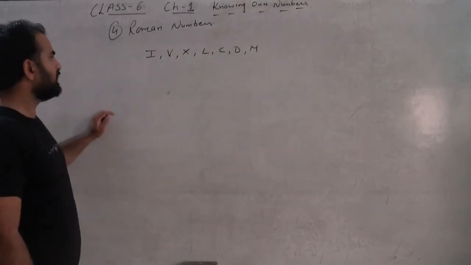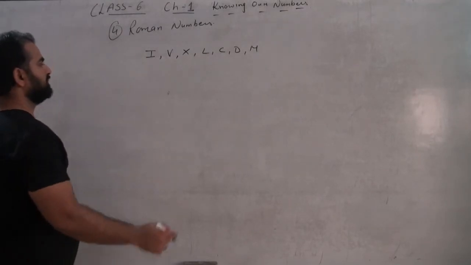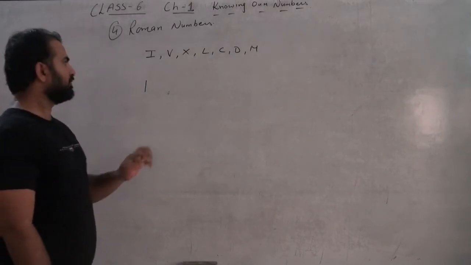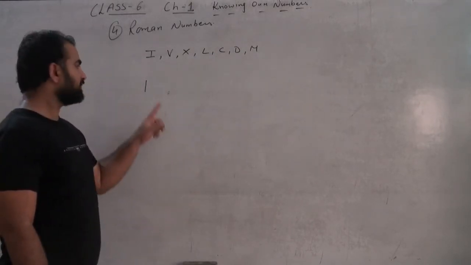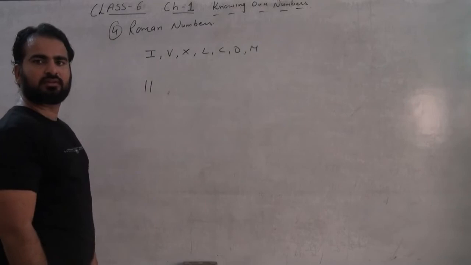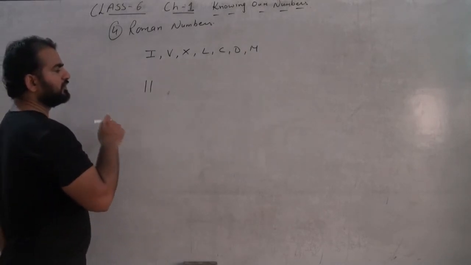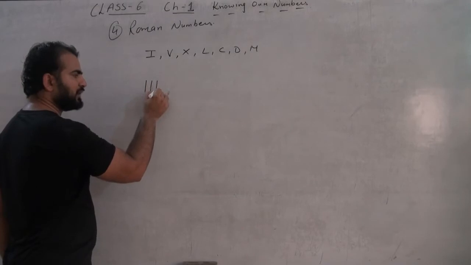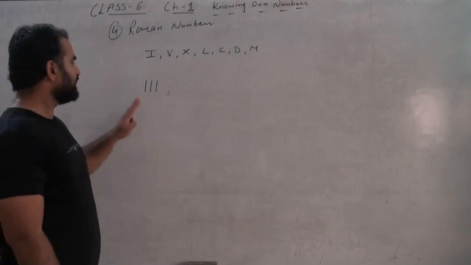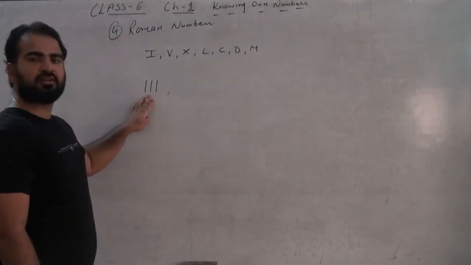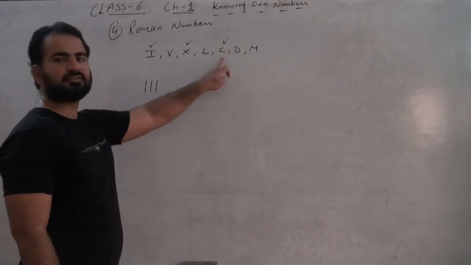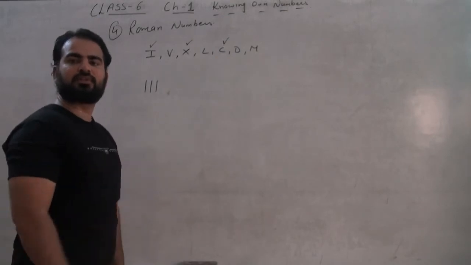So class, if we have to write 1, we will use this single I. If we have to write 2, then we will use it again. Okay. Next, if we have to write 3, then we will use the I sign again. Okay, it is 3. Next, we can use any digit continuously up to 3 times. You can use I, X and C repeatedly but up to 3 times.